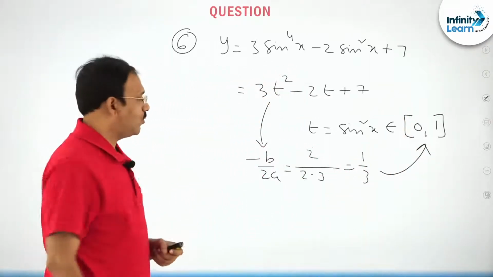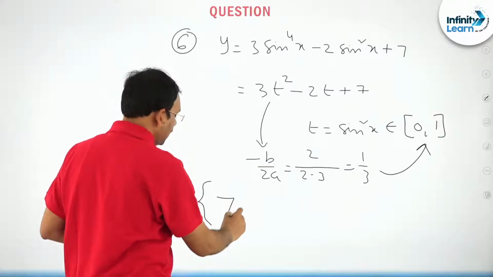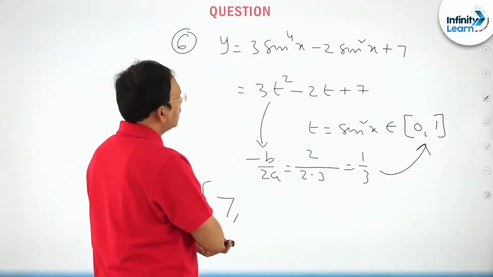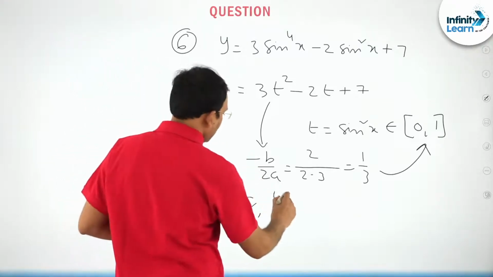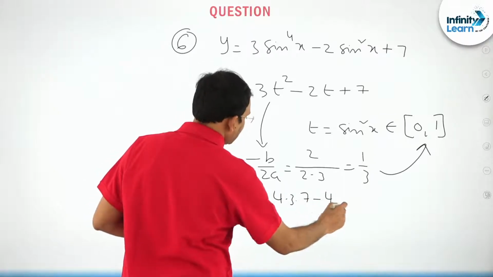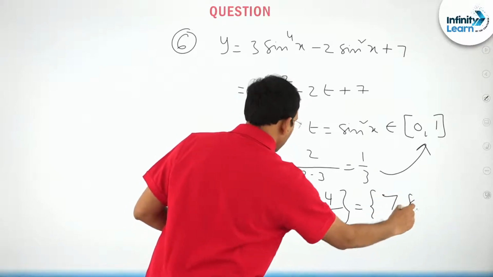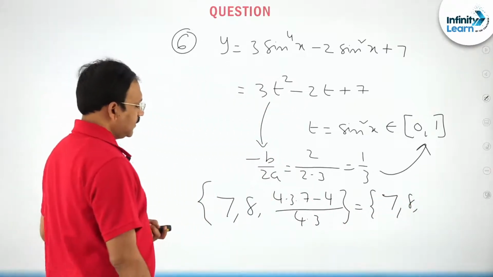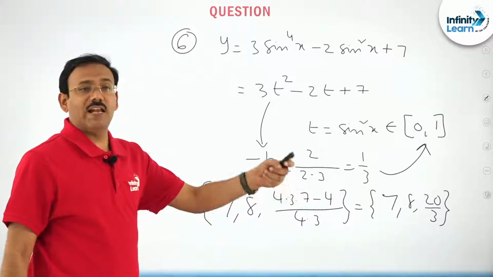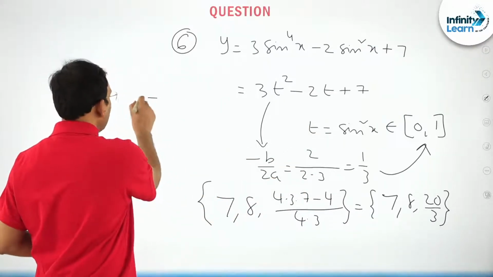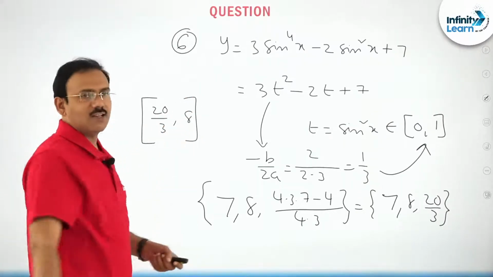When it belongs to this, you need to take three things. One is f of 0, which is 7, f of 1 means 8, (4ac minus b square) by 4a, which is friends set of 7, 8, you can take 4 common, 20 by 3. Undoubtedly the minimum value is 20 by 3, maximum value is 8. So friends, the range is 20 by 3 to 8, that's all.